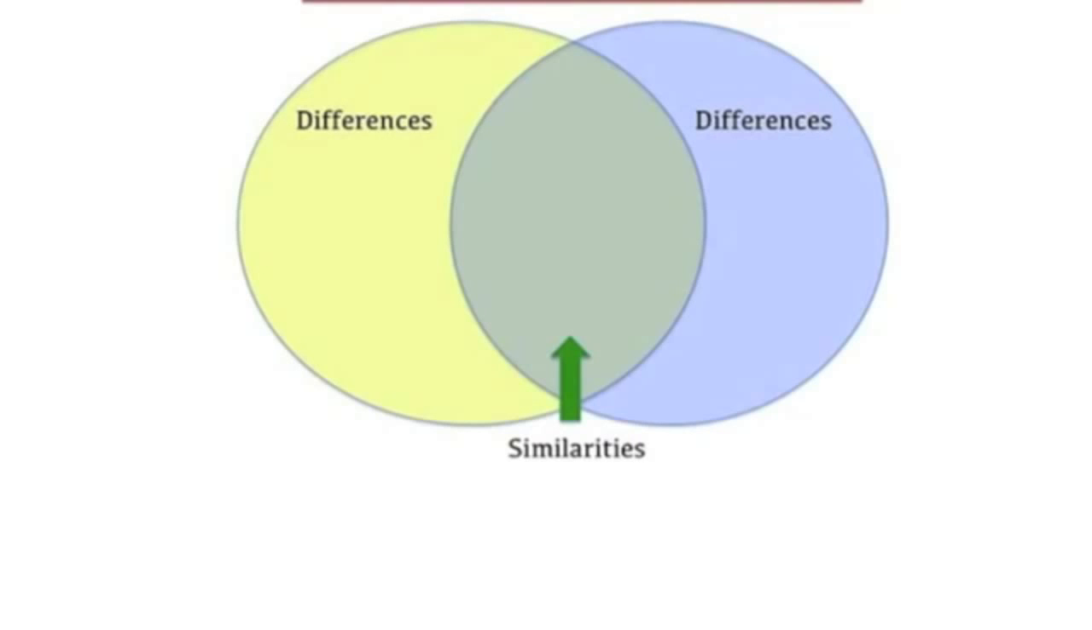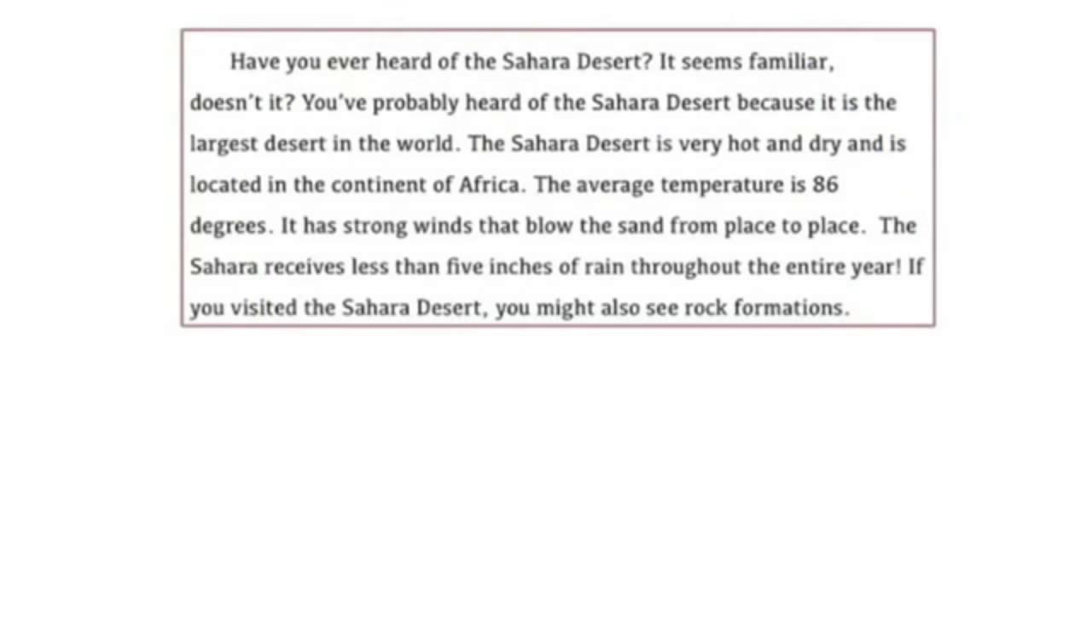A Venn diagram, which you see in front of you, is a way for us to show similarities and differences. Differences are listed on the outside, and similarities are listed on the inside. What a great way to show our learning of similarities and differences.